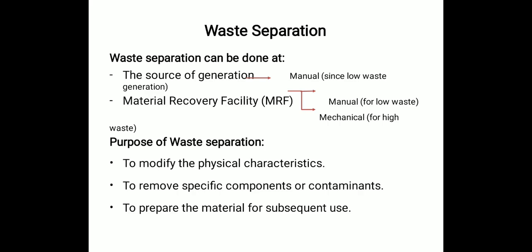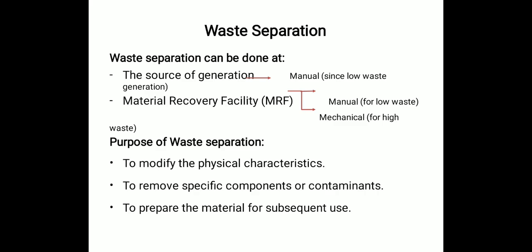Then how can we segregate the solid waste, or do the waste separation? First, we can separate the solid waste at two points. First, at the point of generation, that is the source of generation, and second, at the material recovery facility. We need to segregate at the point of generation, since the generation of solid waste there is very small, and we can do it manually. While at the material recovery facility, we have to use different types of mechanical equipment for the separation, since the generation of solid waste is very high.